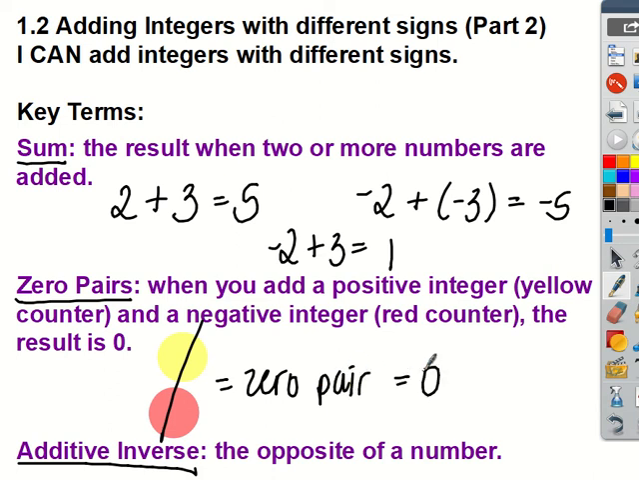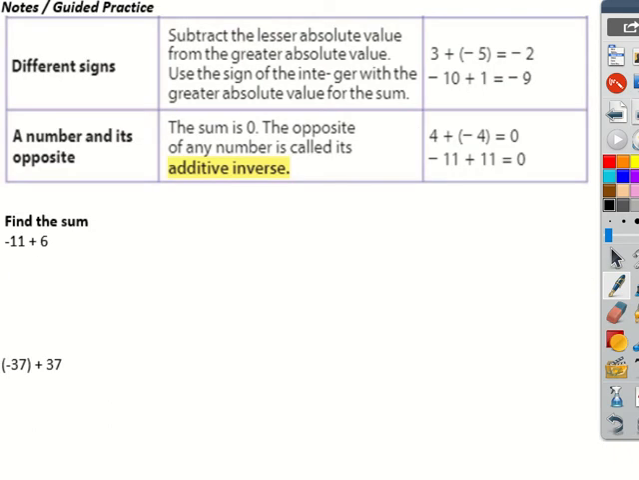And then the additive inverse is the opposite of a number. So if I have on a number line, let's say I have the number 3, the opposite of 3 is a negative 3. You guys can also see that they have the same number of spaces away from 0. So every positive has an opposite of a negative and every negative has an opposite of a positive. So let's get into solving.